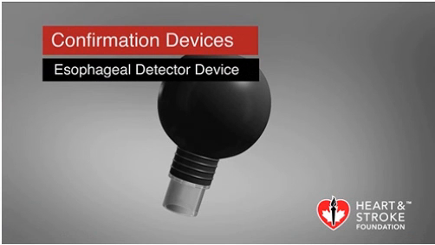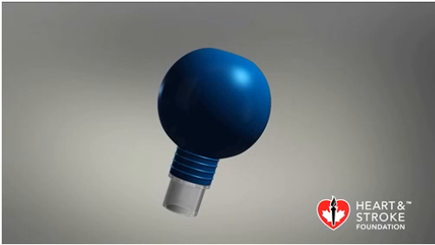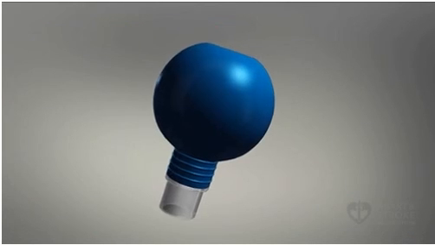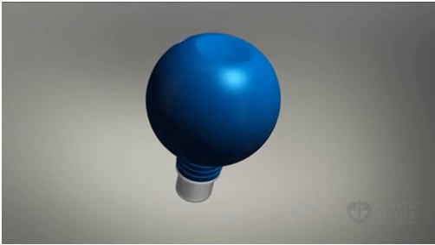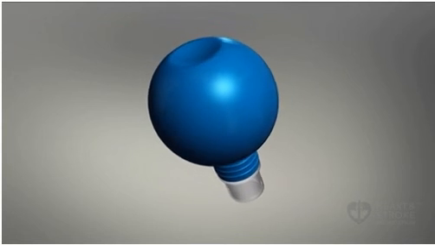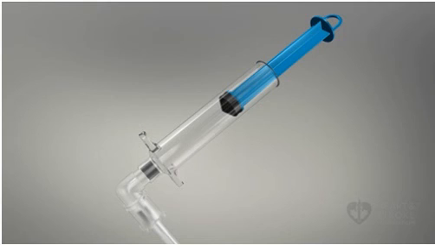One additional confirmation device is the esophageal detector device, or EDD. The EDD is a bulb that providers compress and attach to the endotracheal tube. If the tube is in the esophagus, the bulb will not re-expand and fill with expired CO2. An alternative model is a large aspiration syringe attached to the tube. If the endotracheal tube is properly placed, providers will have no difficulty retracting the plunger. Esophageal placement will prevent plunger movement.